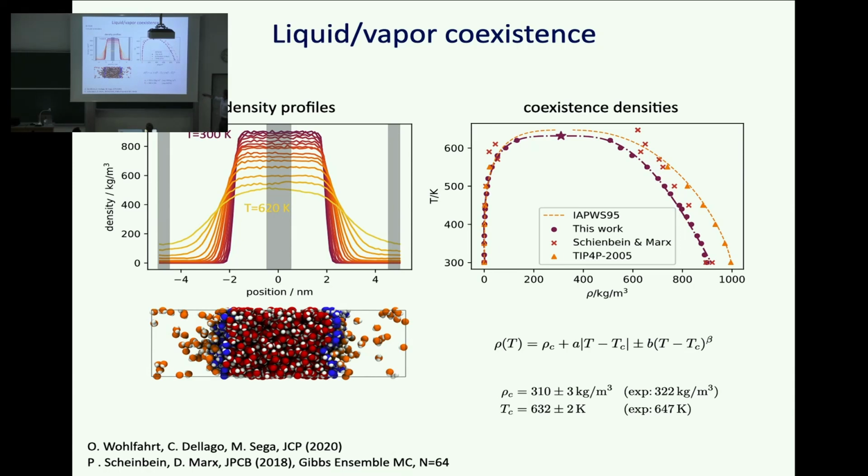This is what we get out of these simulations. Let's first look at the coexistence density. This is the density of the vapor coexisting with the liquid compared to the experimental curve. This is the dashed line. So you see that the neural network produces a coexistence curve that is pretty close to the experiment. In particular, the critical point that you obtain by fitting this expression here to the data gives you a critical density and a critical temperature that are pretty close to the experimental ones.